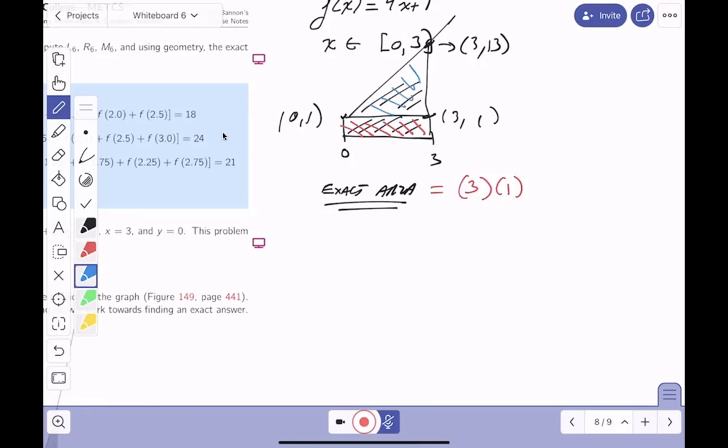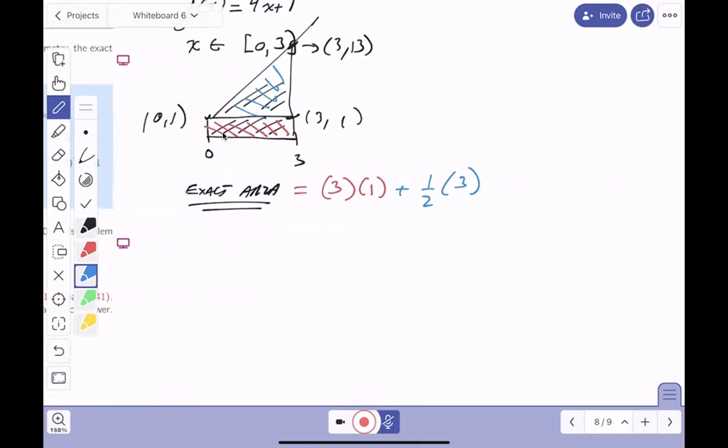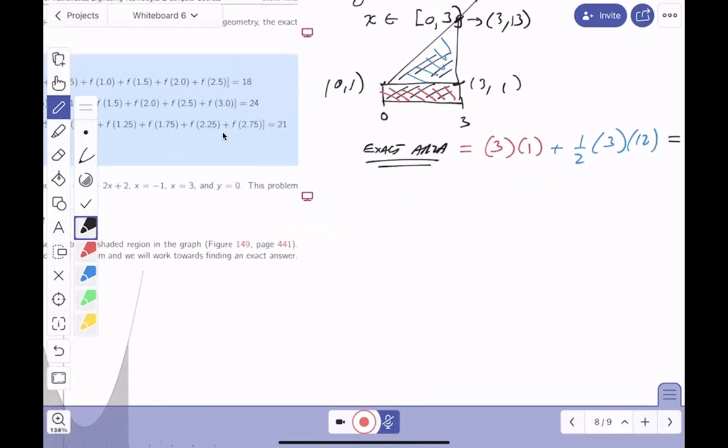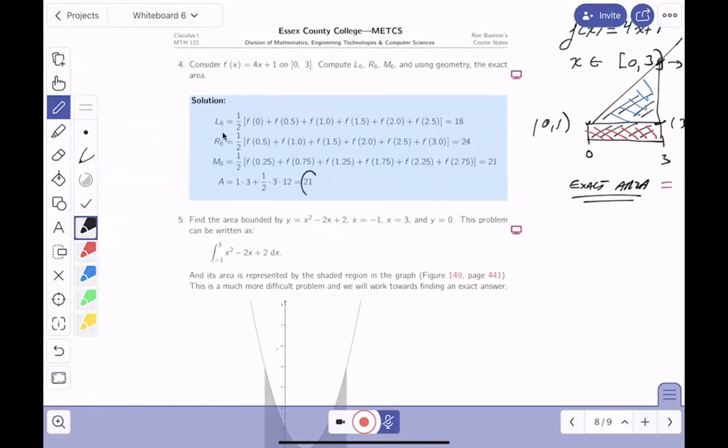Then I'm going to do this guy over here. What's that going to be? Plus 1/2. Base is 3. What's the height of that? Well, let's see. It goes from up to 13 down to 1. So that's 12, isn't it? Let's put our area down in this exact area. We'll check with the key later. 3 plus 18 equals 21. Hope I didn't make a mistake. Let's take a look. It's got the exact area. Exact area is right over here. We did it right. We got 21.